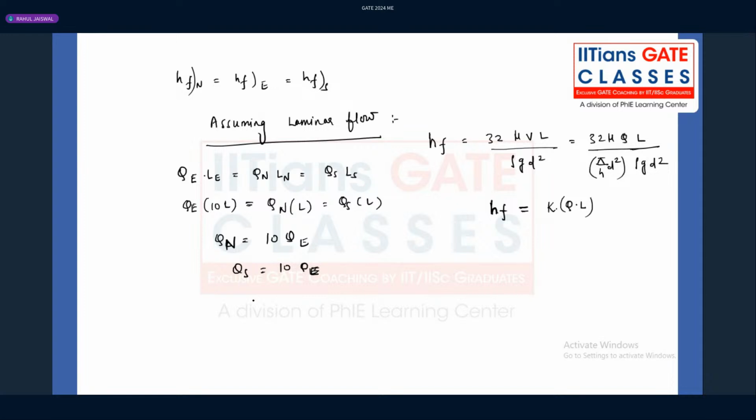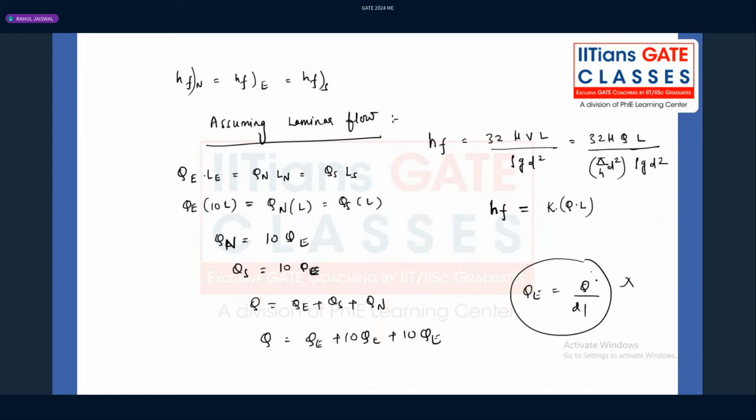From the discharge formula, Q is equal to QE plus QS plus QN, which is Q equal to QE plus 10 times QE plus 10 times QE. So you are going to get Q by 21. But this is incorrect.